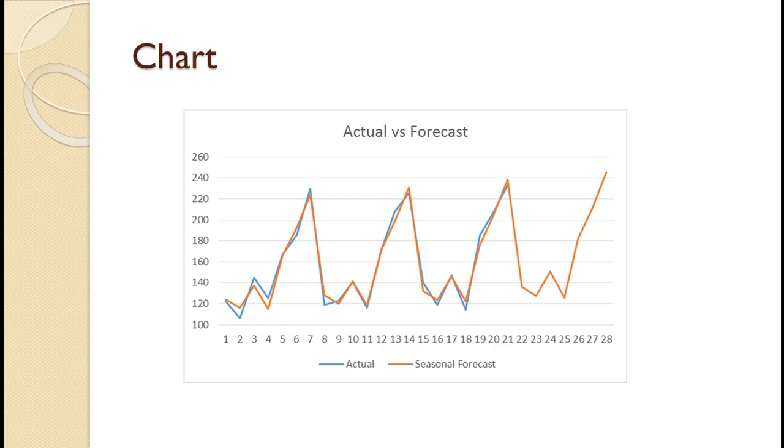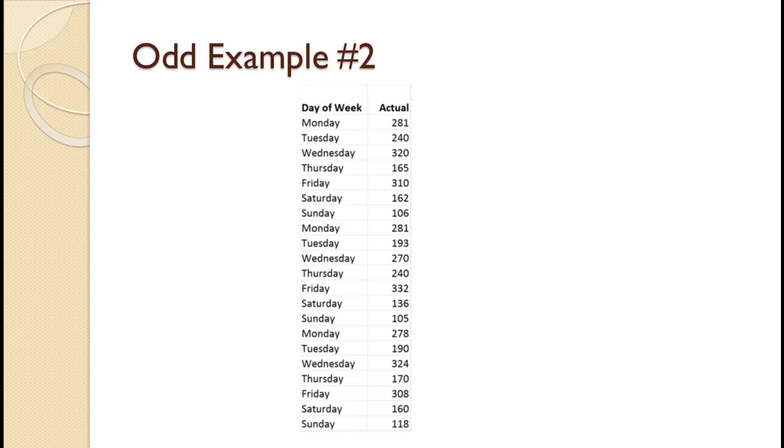Notice how well the forecast in orange tracks the actuals in blue. Additionally, notice how the forecast for periods 22 through 28 closely follows the pattern seen in the actuals in periods 1 through 21. Using the second set of data shown on the slide, we wish to prepare a forecast for next week using simple regression and adjusted for seasonality.